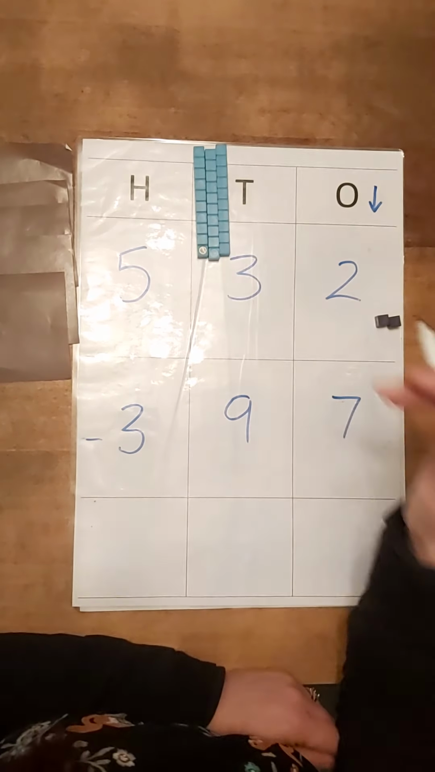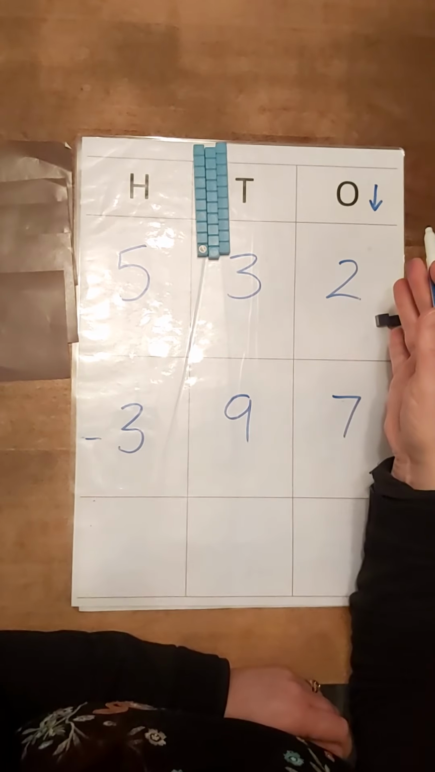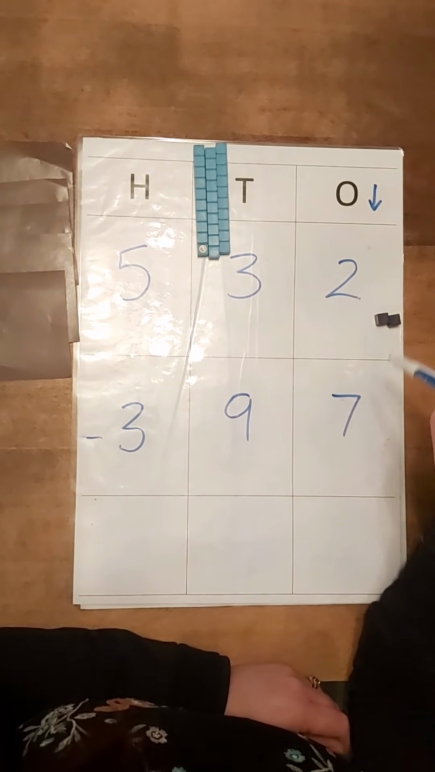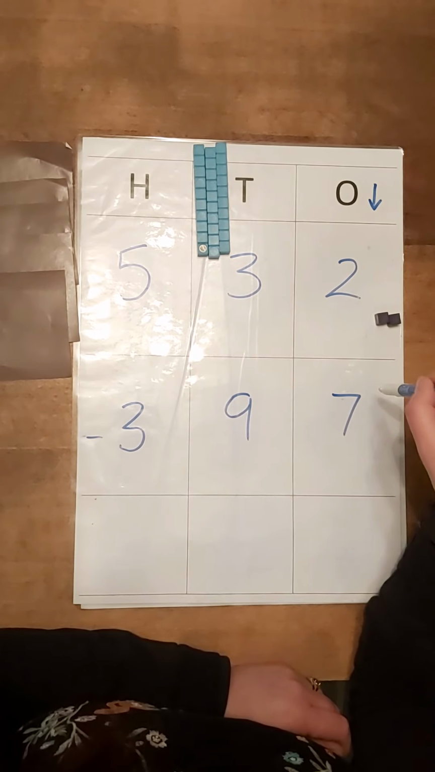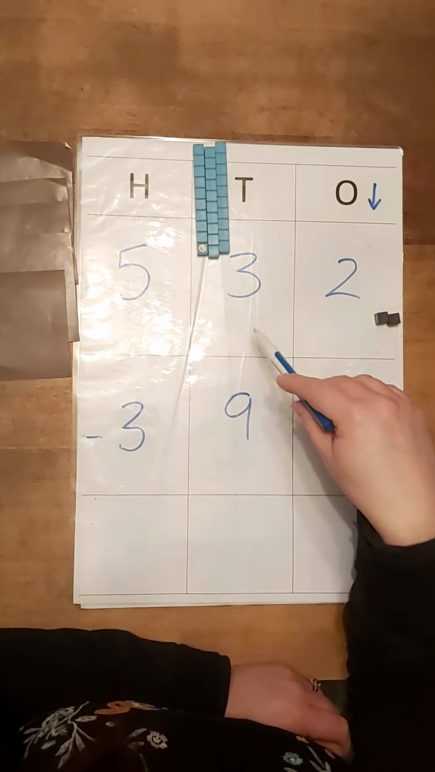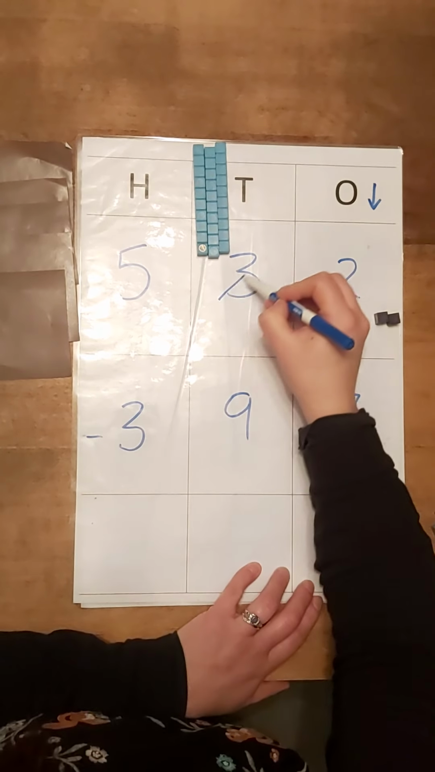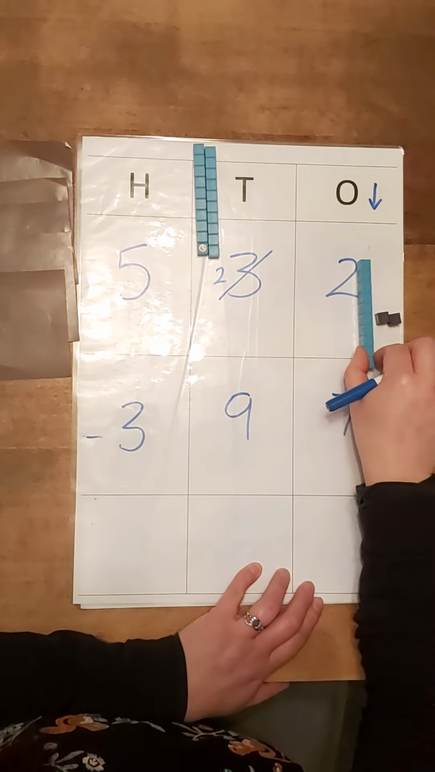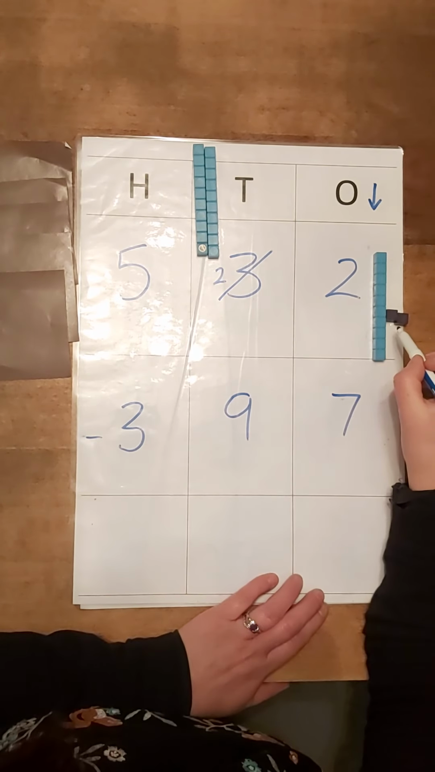Okay, so again, starting with the ones, always starting with the ones. Let's just have a look at that column. 2 take away 7, more on the top or more on the floor? That's right, there's more on the floor, so we need to pop next door and get some more. So we're going to get some more from the tens. Okay, and we're going to put that in our ones here.